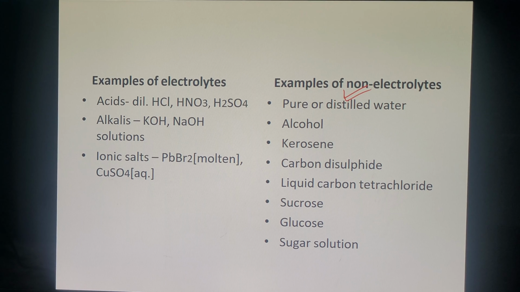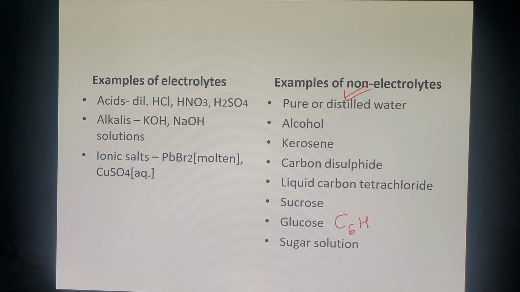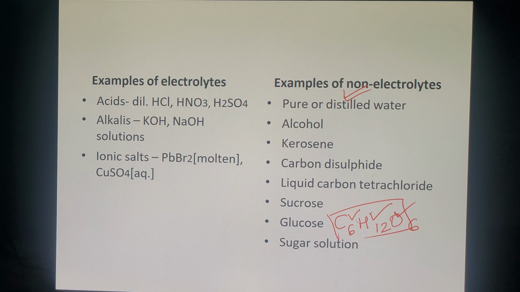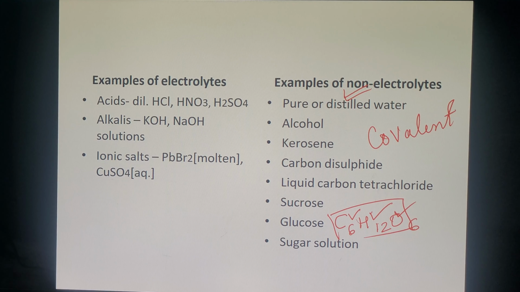For example, let us take glucose. Can you tell me what is the formula of glucose? It is C6H12O6. So this C6H12O6, can you see? This is a non-metal. This is a non-metal. Oxygen also is a non-metal. So can you tell me which type of bonding will be there? It will have covalent bonding. So the moment you hear it's a covalent bonding, you can be sure it is a non-electrolyte.